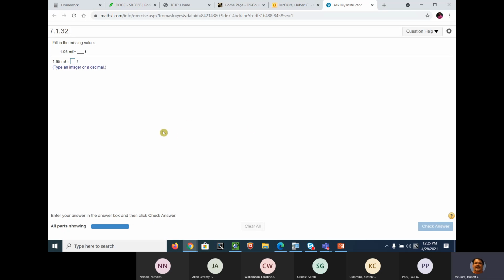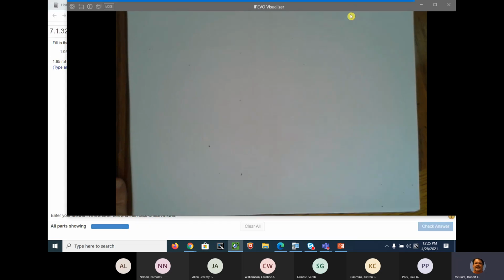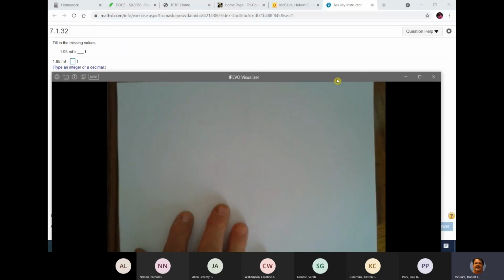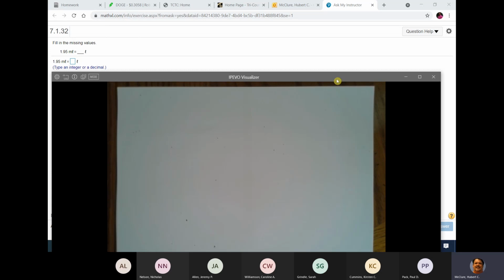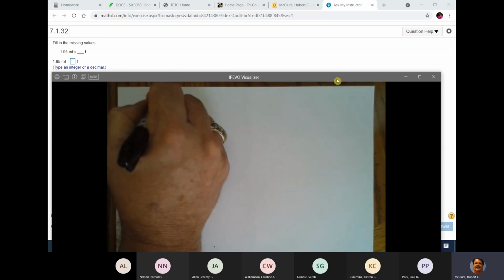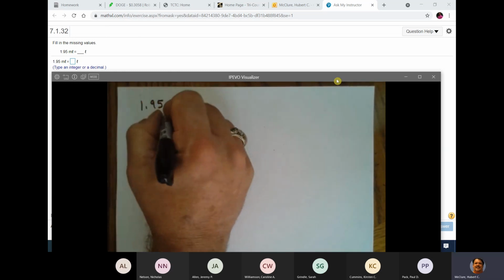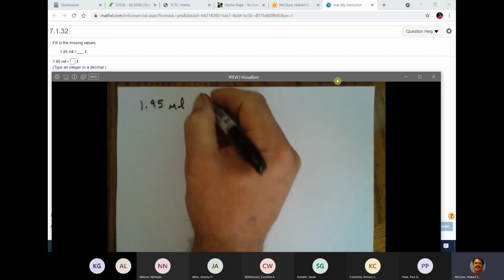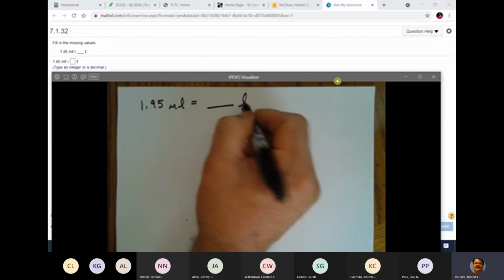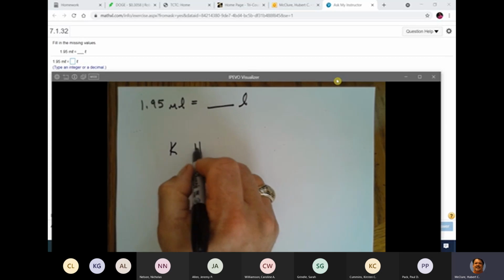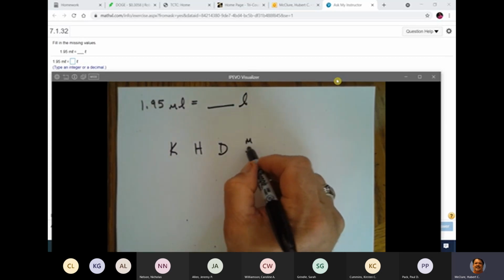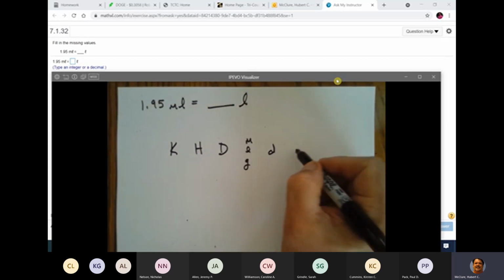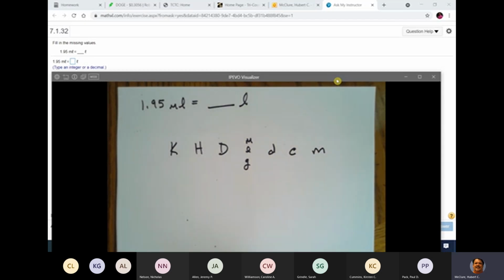Okay, this is the milliliters and liters. King Henry died drinking chocolate milk. Is this a test question? Yes. Be glad to put this one on a test. 1.95 milliliters equals blank liters. King Henry died, meters, liters, grams, drinking chocolate milk.